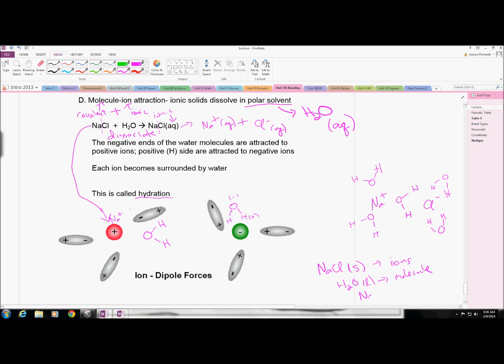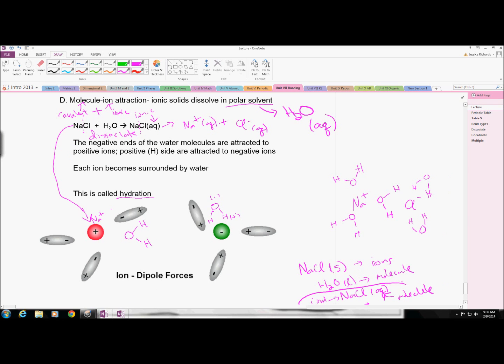But if they show you an ionic compound that's aqueous, here's my ionic, here is my polar molecule. Anytime you see an ionic compound aqueous, that is your molecule-ion interaction. So in a multiple choice question, you are looking for an ionic compound with an AQ. And that wraps up intermolecular forces.